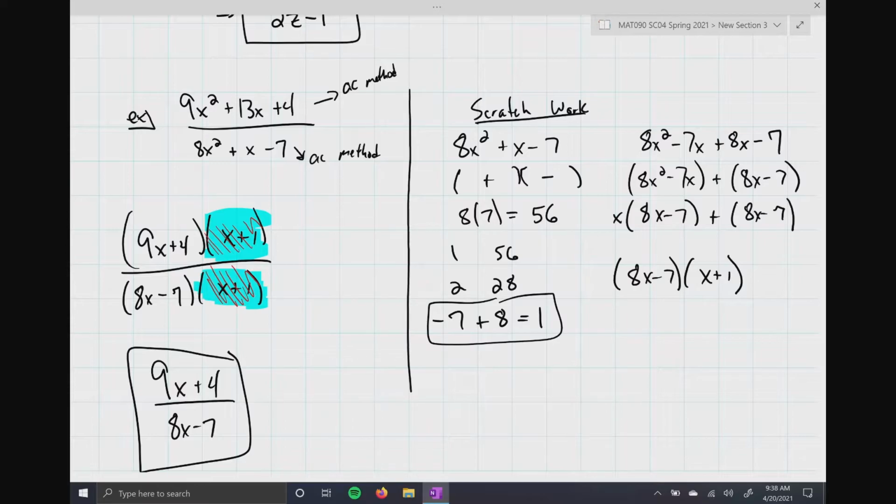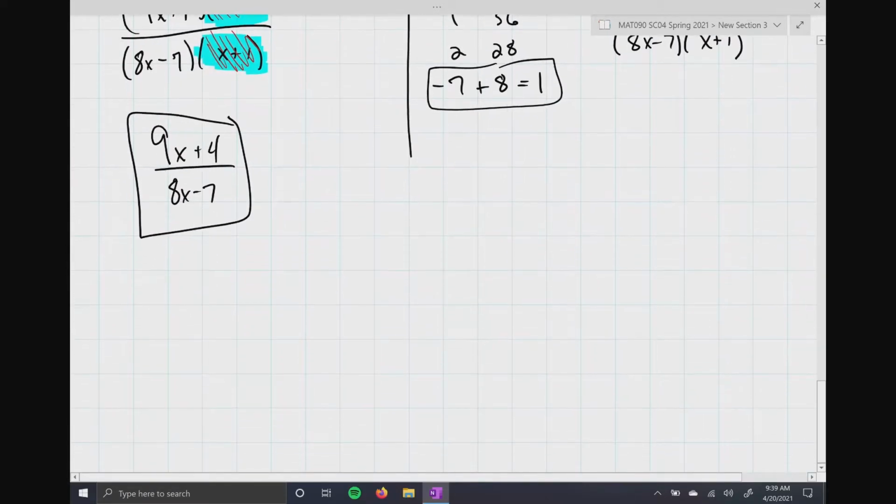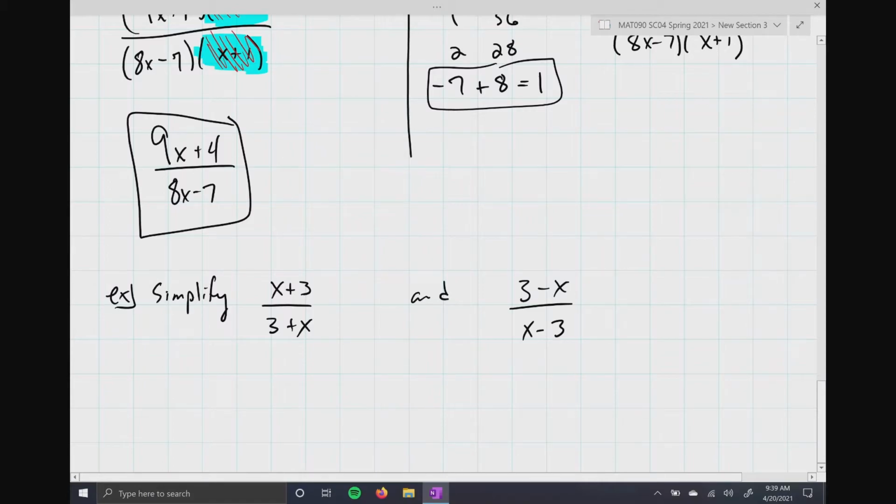All right, we're going to look at two more examples, and they're actually very simple, okay? And it leads us into section 2, which I will actually give you some steps on how to really do this efficiently. So here's another example here. And like I said, these two examples are really simple. So we're going to simplify (x plus 3) over (3 plus x). And the second one will be (3 minus x) over (x minus 3). And once you see how to do the first one, the second one kind of just falls into place.